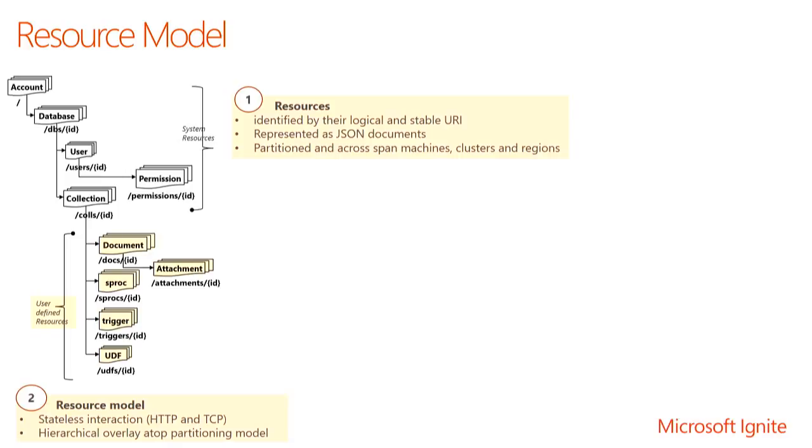Underneath the collection, this is where things get interesting. This is your actual data, right? Your data is documents. When I talk about documents, I'm not talking about Word documents. I'm not talking about PDF documents. I'm talking about your actual data. These are JSON documents. We have a few other things, including stored procedures, triggers, and user-defined functions. You can think of this as a server-side scripting layer for you to run some business logic.